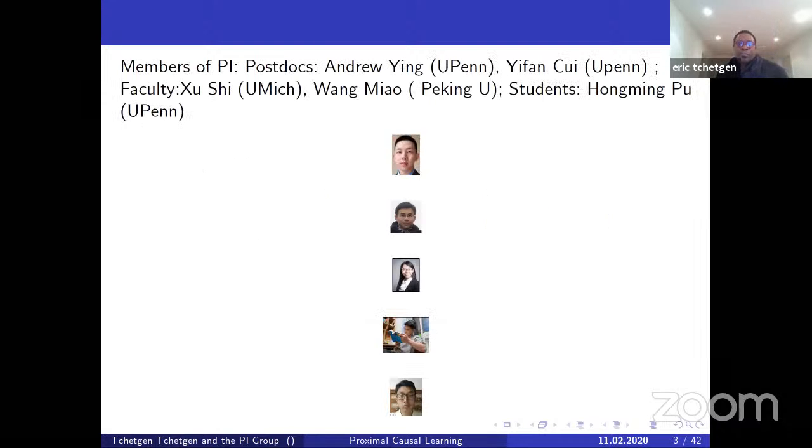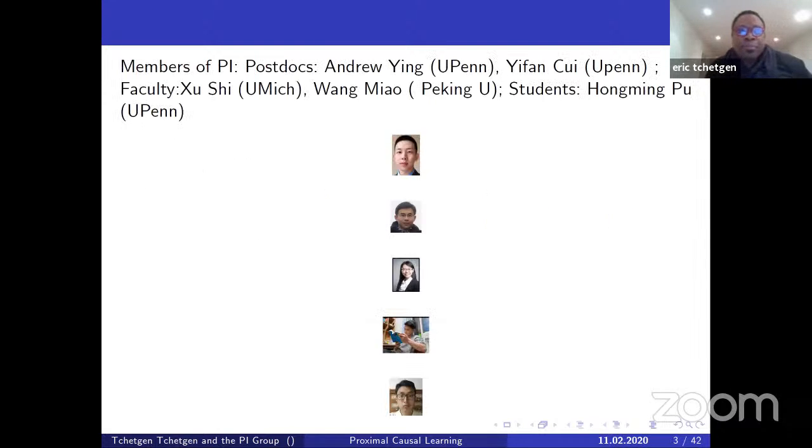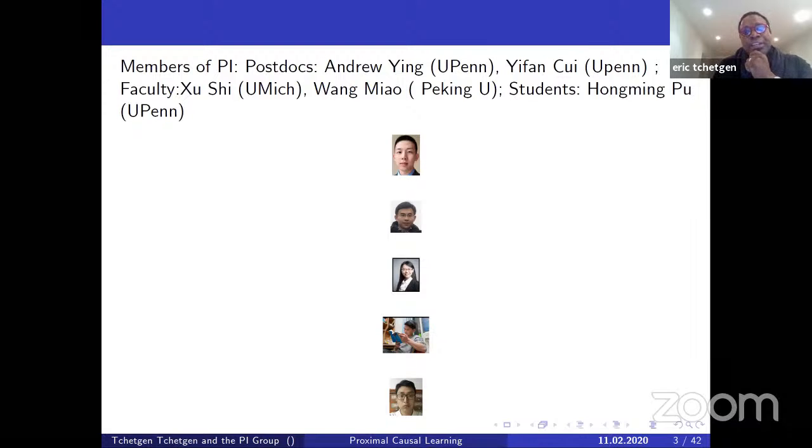So these are the members of the Proximal Inference Group, the PI group. We have 2 postdocs currently working with me, Andre Ying and Yifan Cui. They're both at Wharton. A former postdoc, who was actually a data science postdoc at Harvard, Shushi, and Wang Yao, who is now a faculty. Shu is a faculty at UMich. Wang is a faculty at Peking U. He was a postdoc of mine as well.